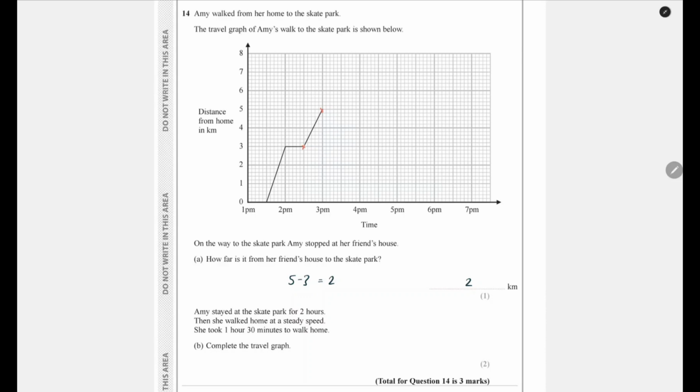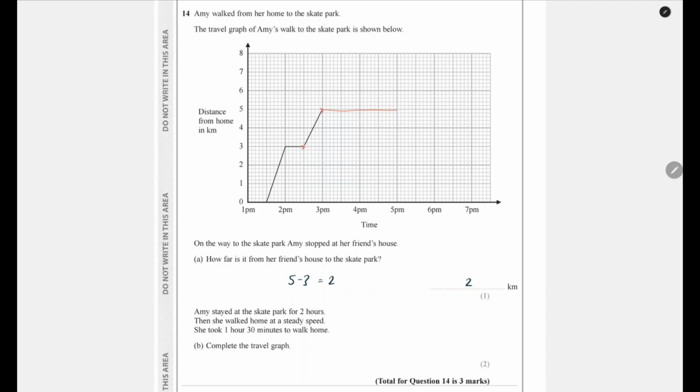Amy stayed at the skate park for 2 hours. Then she walked home at a steady speed. She took 1 hour 30 minutes to walk home. Complete the travel graph. So the first part says that she stayed at the skate park for 2 hours. So if she was there at 3 p.m., 2 hours later will be 5 p.m. And so we're going to have a straight line.